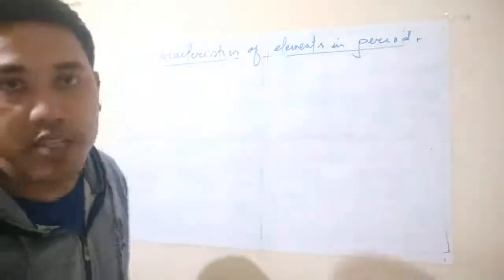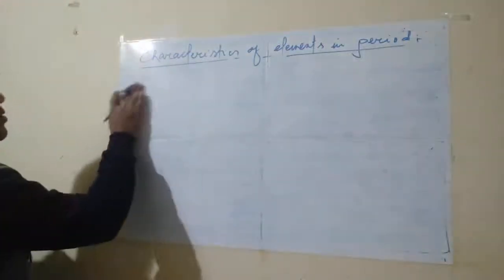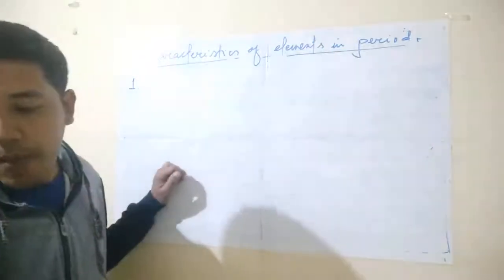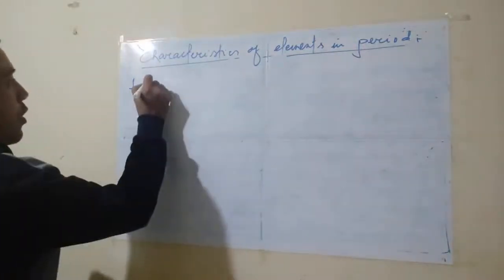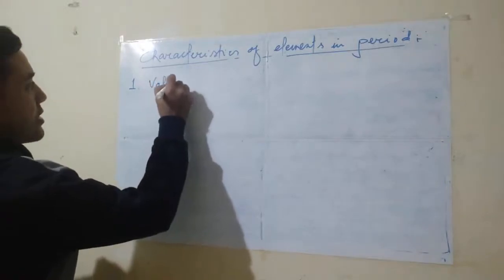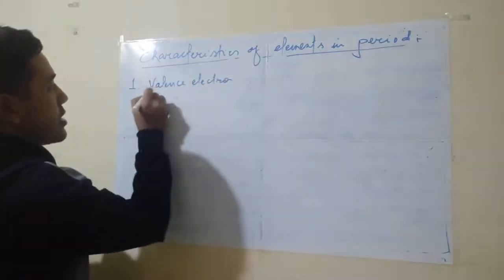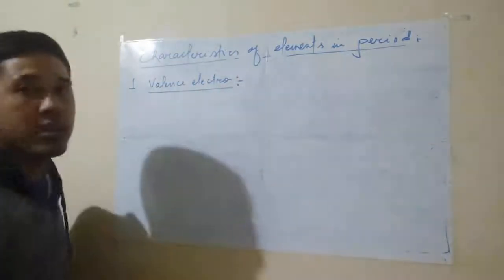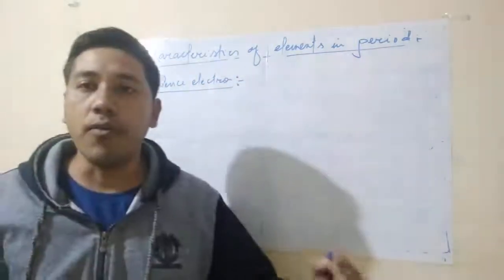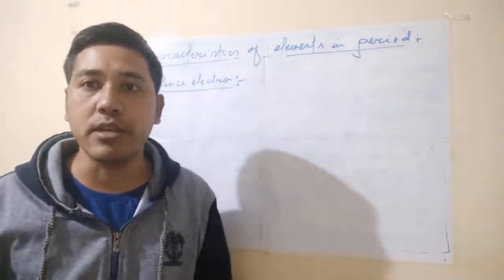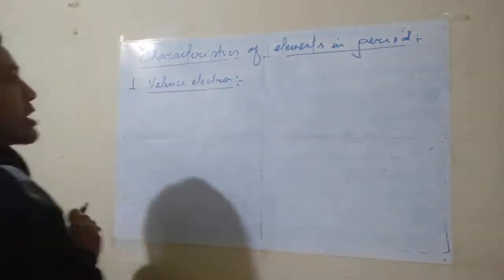Okay, the first one I will explain. Look here, the first part is about the valence electron. We all know about the valence electron, right? What is meant by valence electron? I already explained. The valence electron means the number of electrons which are present in the outermost shell, right? Again I will explain about this.